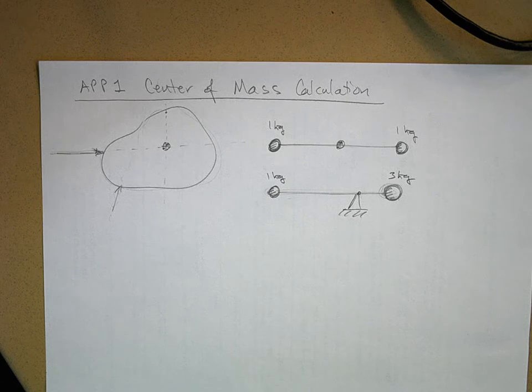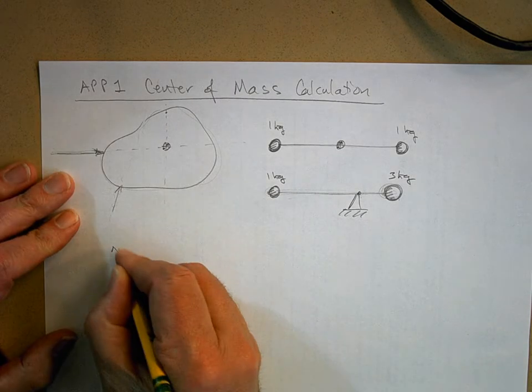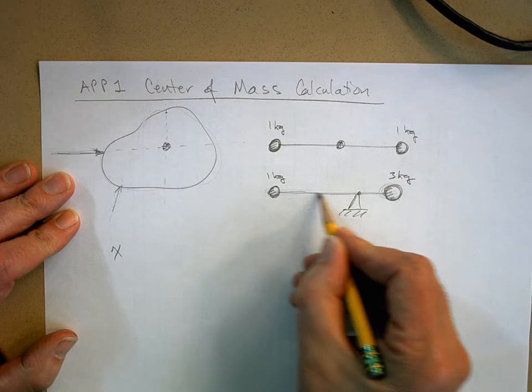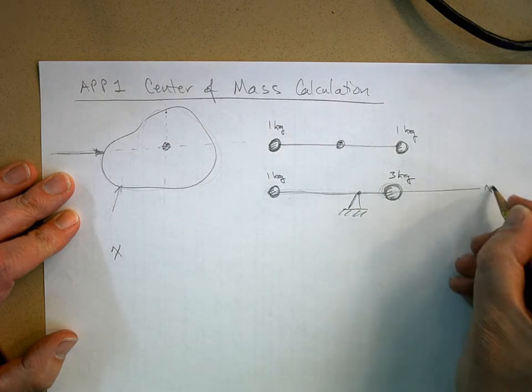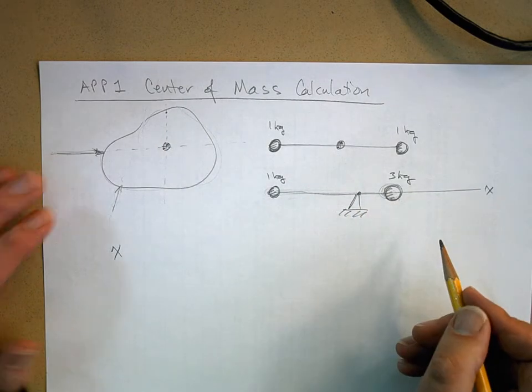So, and it's given by this equation. Let's define this to be the x direction. So where is the balance point on this x direction?